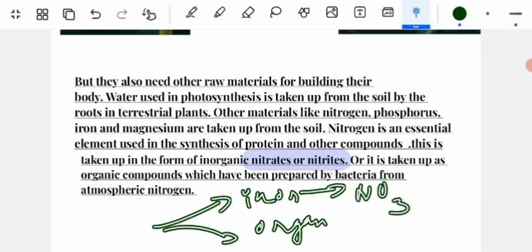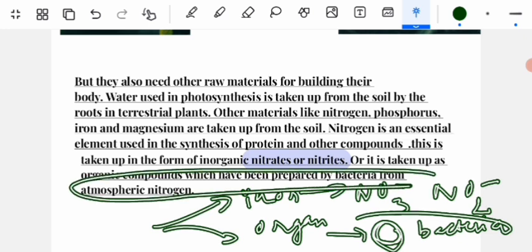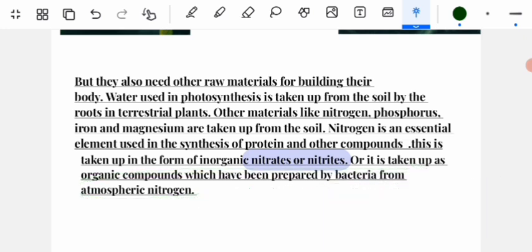नाइट्रेट की फॉर्मूला क्या है? NO3 माइनस. नाइट्राइट की NO2 माइनस. ओके. ऑर्गेनिक कैसे ऑब्टेंड होता है? The food is already prepared from the bacteria and the plants will obtain that from the soil. This last sentence is there, that was there in the class 11 detailedly. The process also they have given, but they have deleted that chapter right now.